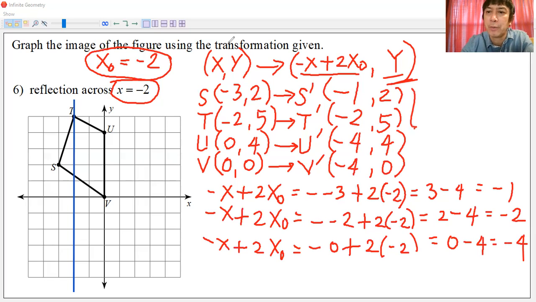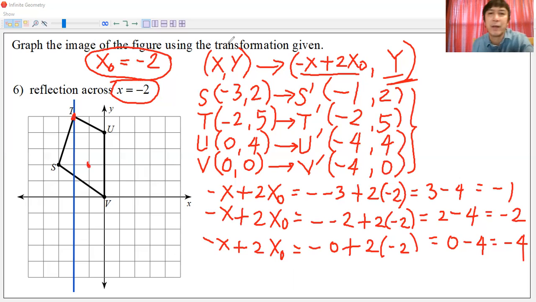And we're done computing for the image points. All right, let's start plotting the points. S prime, where's S prime? Negative 1, 2. It must be this. Okay. T prime is negative 2, 5. T and T prime are the same. So that means we will be using the same point T there.